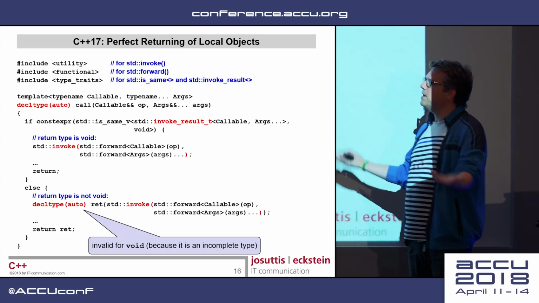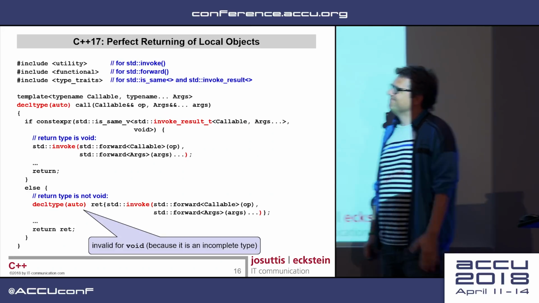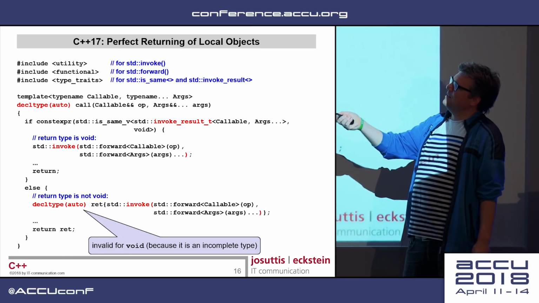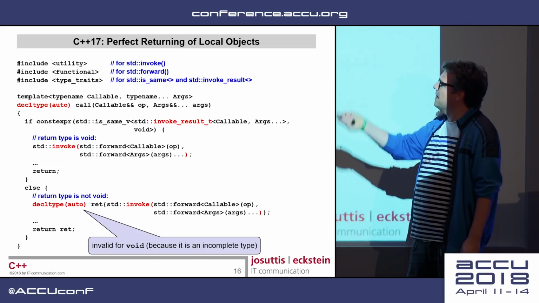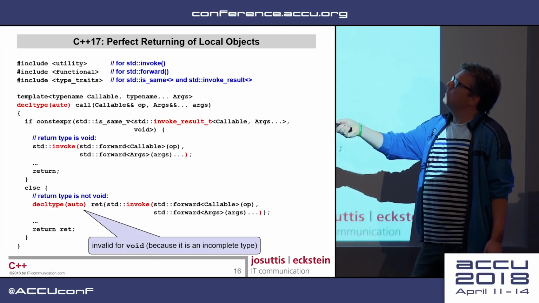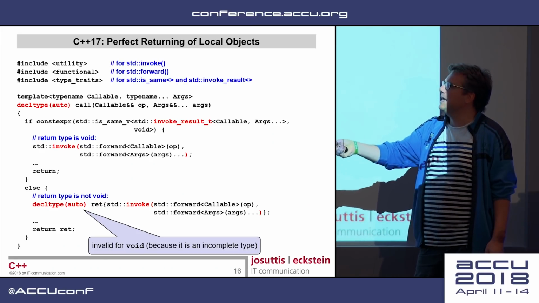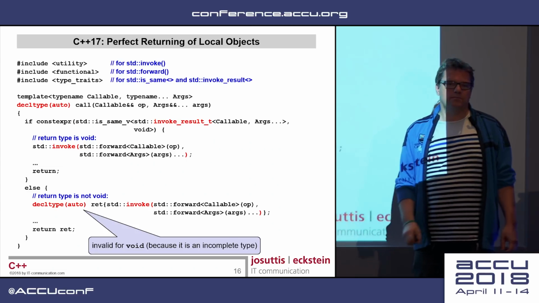So the real way to do this is pretty simple. You use a constexpr if, which we have now. We check for the result of invoking this, whether it's void or not. And if it's void, we just call it and return nothing. Otherwise, we use the returned value and return it.